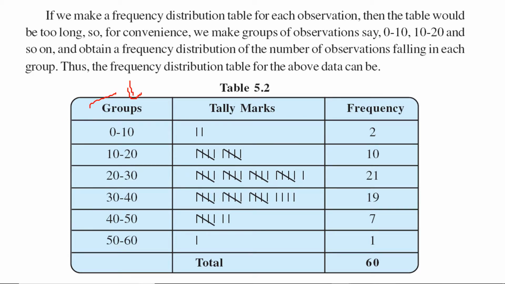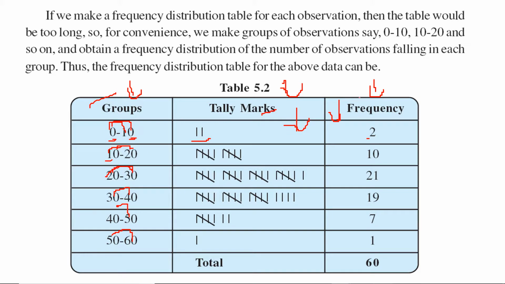First we'll make a group, then we do the tally marking, and then the frequency. We'll add these vertical bars and put the number here. So basically these two columns are the same. We will group them 0 to 10, 10 to 20, 20 to 30, 30 to 40, 40 to 50, 50 to 60. And here, since 0 is included, 10 will not be included here. We'll include 10 in the next group. 0 to 10 means 0 to 9 basically. And then here 10 to 19, 20 to 29, like this it will go.